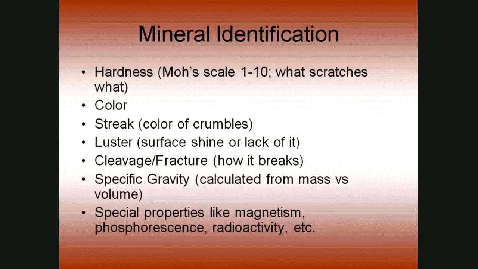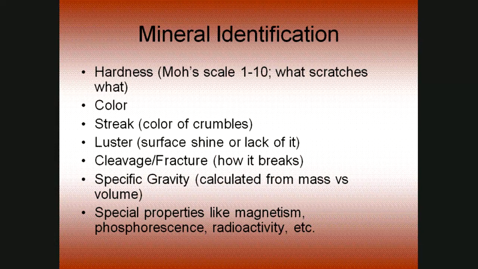Streak has to do with the color of the crumbles as you forcefully drag your mineral across a porcelain surface. It is going to break down usually into crumbles and leave a trail or a streak of colored crumbles. That color isn't always the same as the color of the rock. We also use luster, which basically describes the surface shine, or in some cases, the lack of shine.